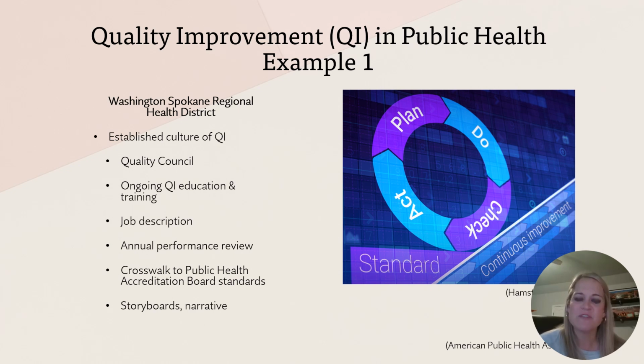Our first example takes us to Washington Spokane Regional Health District, where this health department wanted to establish a culture of quality improvement. They did so by the following activities. They established a quality improvement council. They provided ongoing QI education and training. They added information in the job description related to QI.